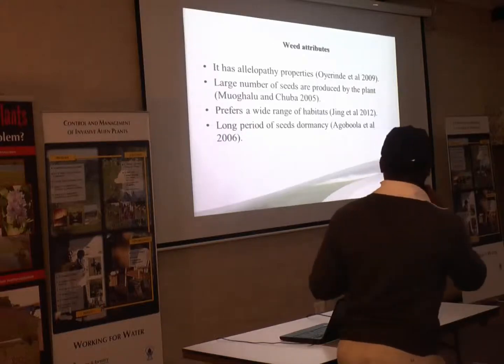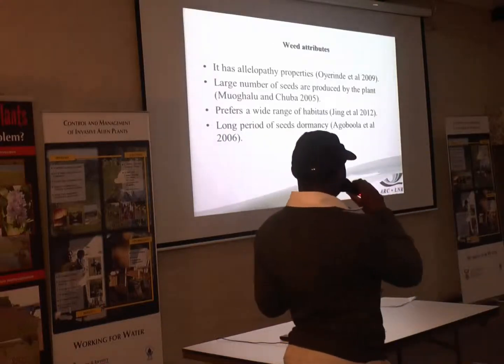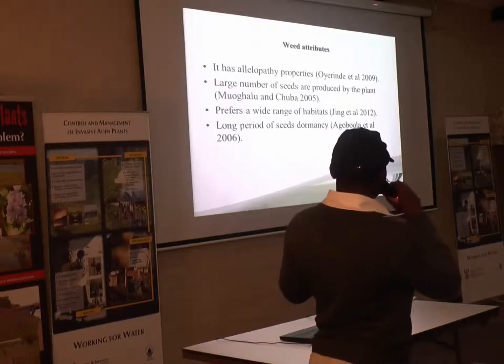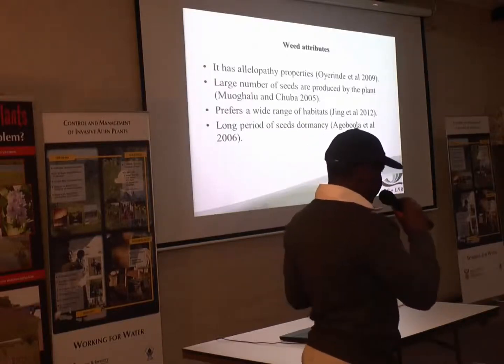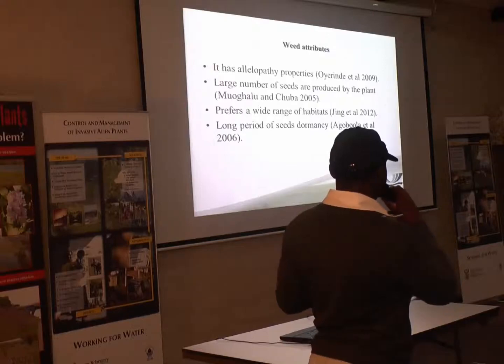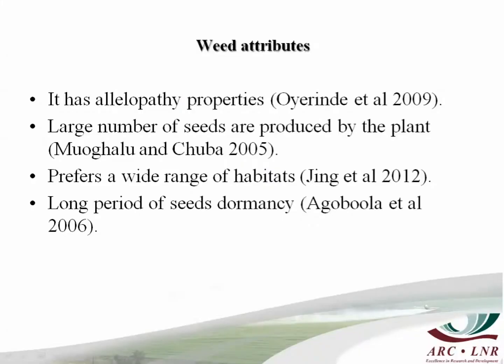Weed attributes: it is known to have allelopathic properties. It produces a large number of seeds, which can spread over a long distance and cover large parts of the land. It prefers a wide range of habitats. It occurs along roadsides, river banks, and abandoned farms. It has a long period of seed dormancy.